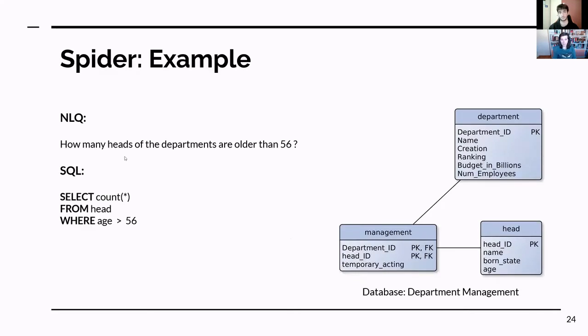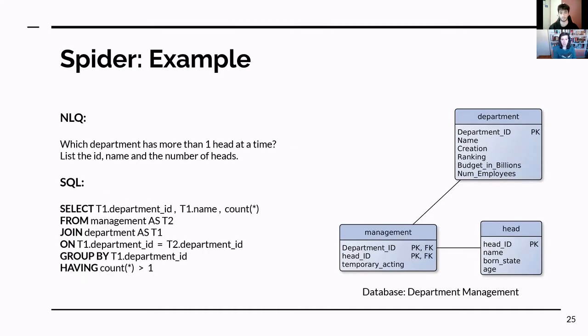Now, let's see an example of a query. Here we have a database of 3 tables. And the query is how many heads of the departments are older than 56. The corresponding SQL query is the one that we see here, which is quite simple, but we also have much more difficult, harder examples like this one here, where the corresponding SQL query contains joins, group bys, having, and so forth.